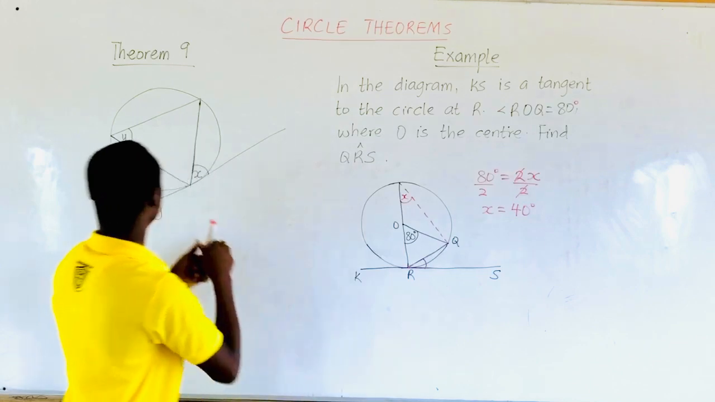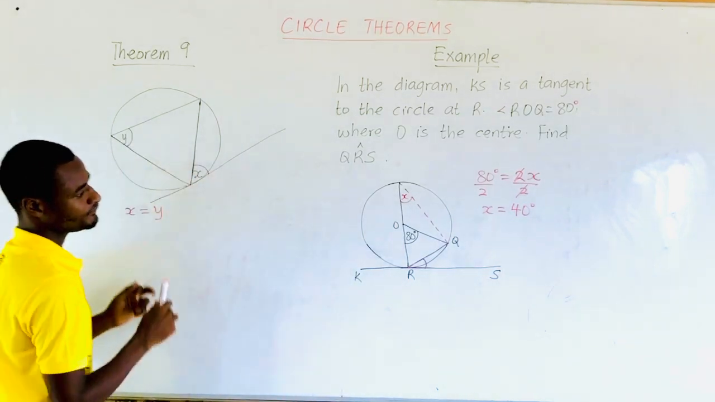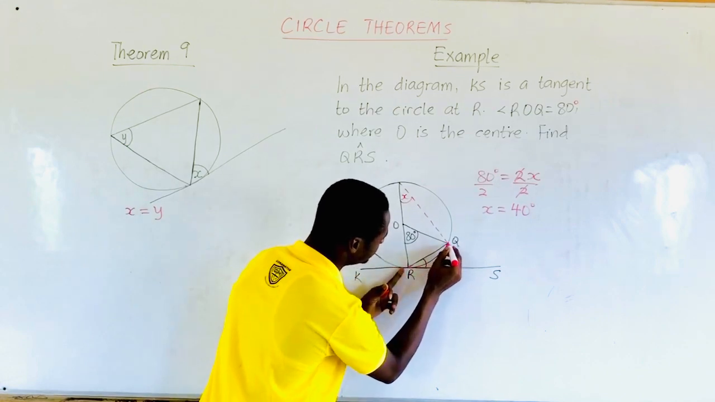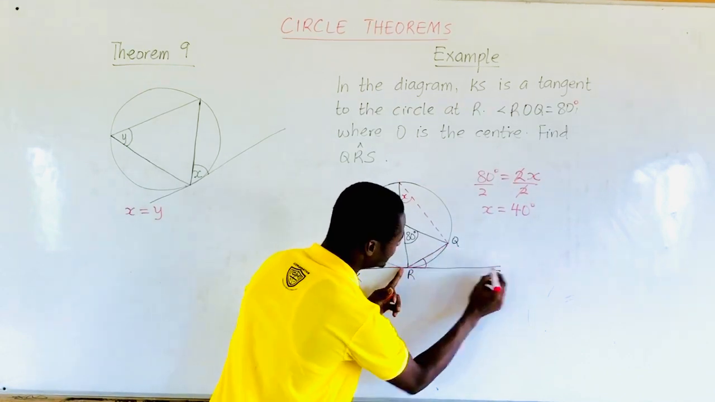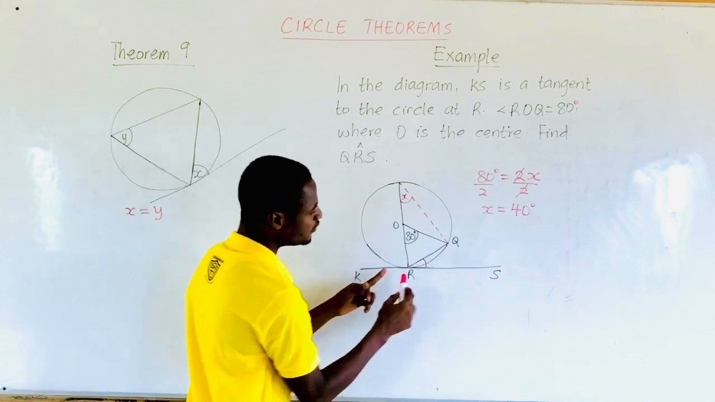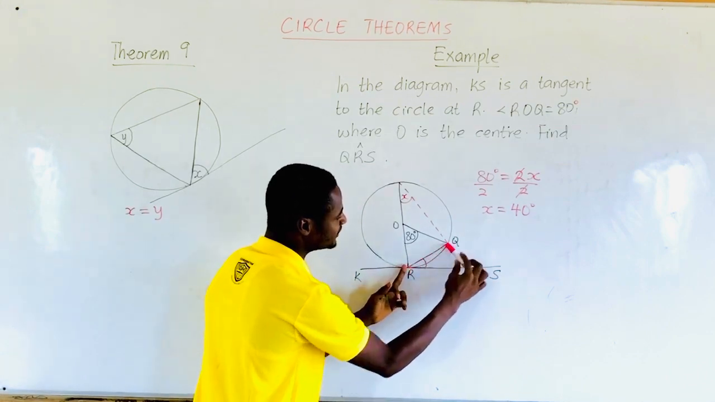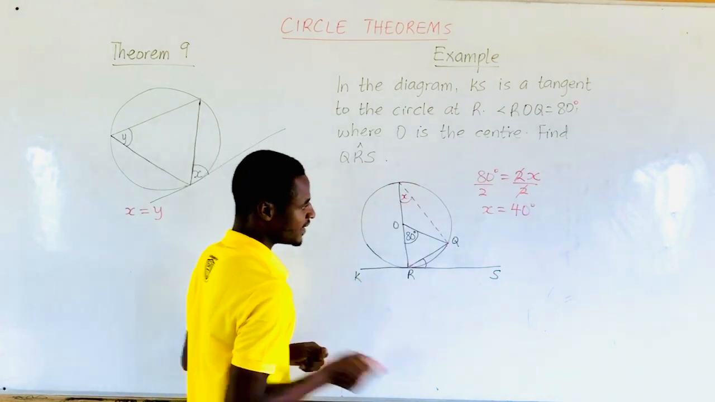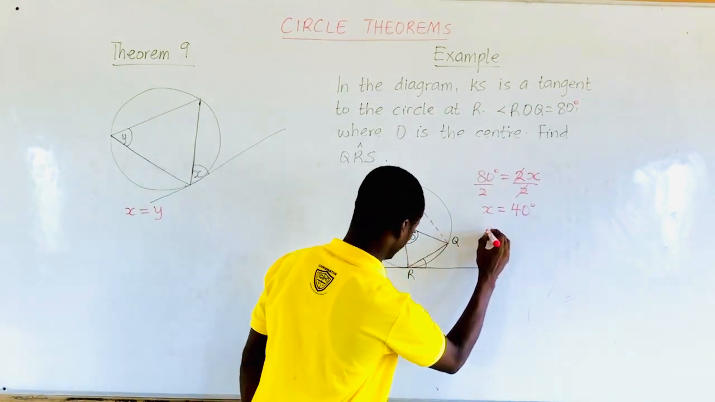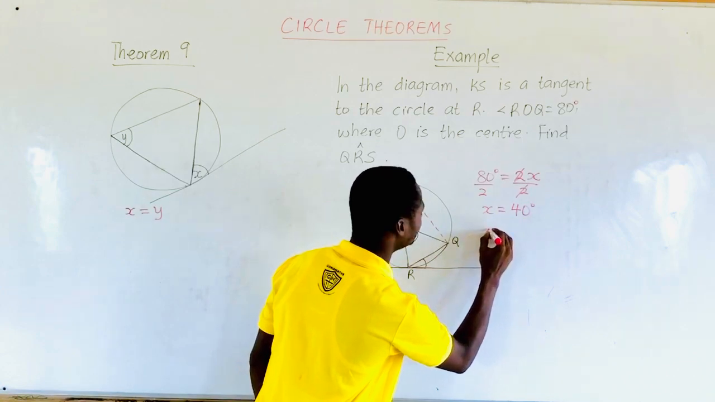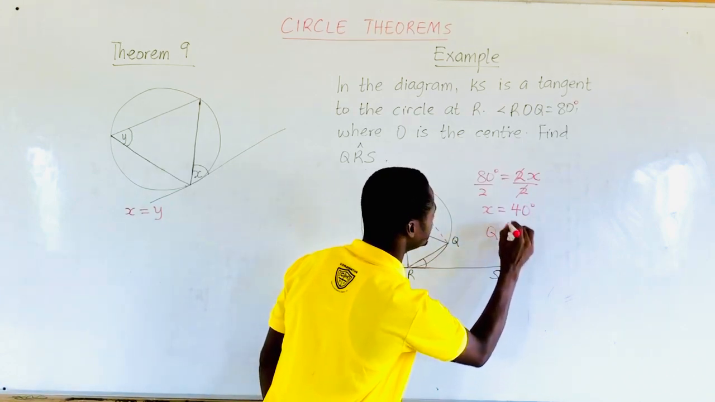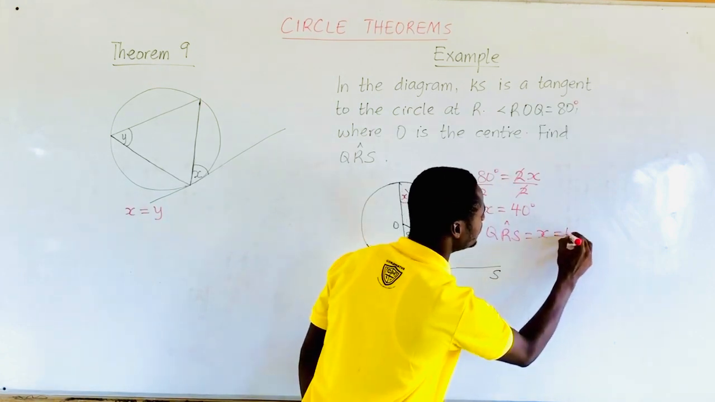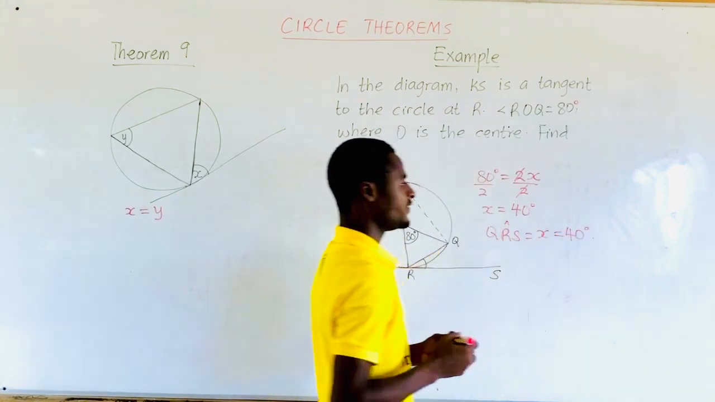Then from this theorem, we have learnt that the angle that is formed between the chord and the tangent to a circle is equal to the angle that is subtended by the chord on the circumference of a circle. And so from this concept, we will say that our angle QRS is equal to the angle x, and that is equal to 40 degrees.